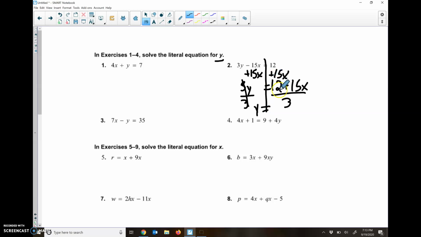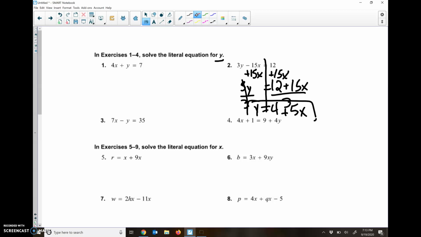So now I'm left with y equals 12 divided by 3 is 4. 15 divided by 3 is 5x. So I'm left with y equals 4 plus 5x. I covered up the next problem. I can't see what that says.